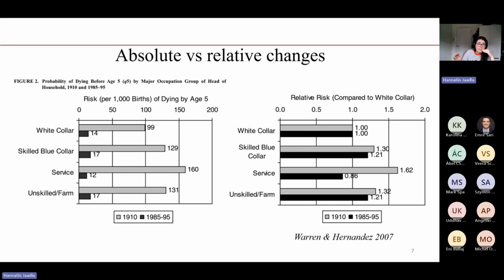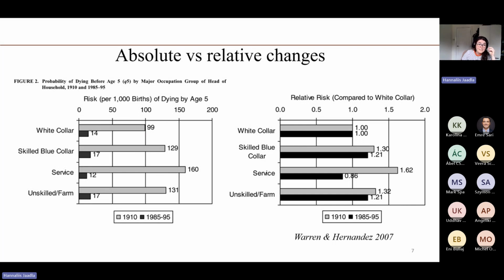But you really should focus on the right side panel, which is much more about the relative risks of these different groups. There, the authors compute the relative risk of dying before the age of 5 for the skilled blue collar, service, and unskilled farm groups, compared to the white collar group. And what we see is, yes, by the 1990s the relative risks are lower, but the differences between social groups haven't declined that much. The only difference is for service, where by the 1990s they have a lower mortality risk compared to white collar.